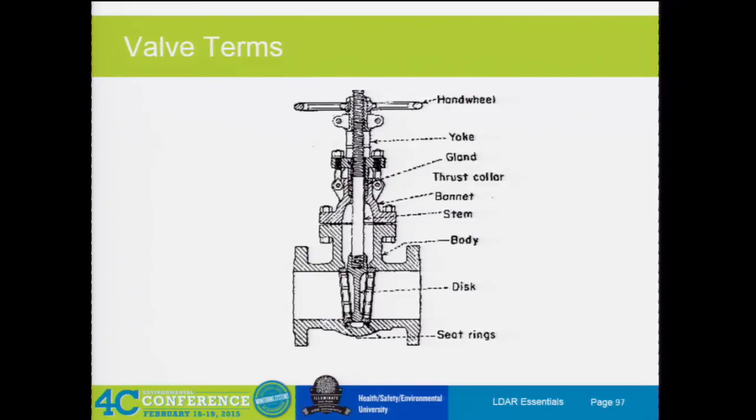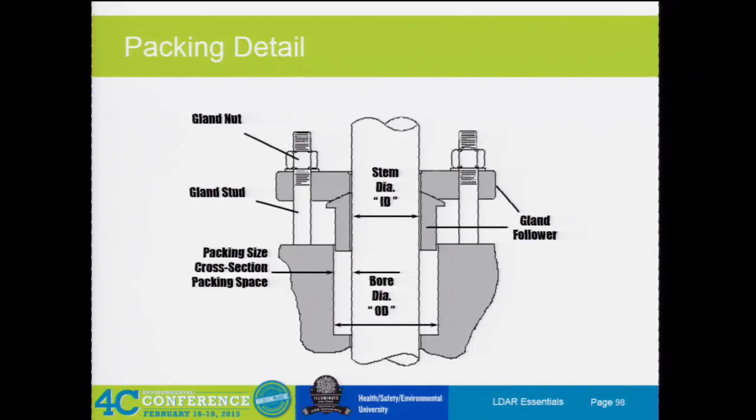Valve terms: you've got a hand wheel, a yoke, a gland, bonnet, stem, body, a disc, and a seat. There's your packing details. There's your gland nut, gland stud, follower, and then your packing goes in there. So you can see all your leak interfaces, and we'll get into them more, but like Bronson was saying, 98 to 99% of them come from one of those two spots.